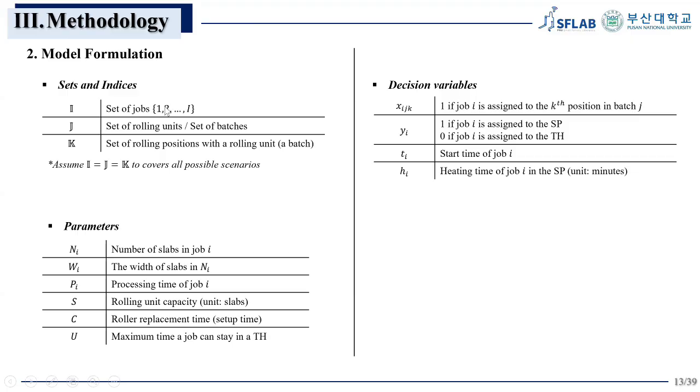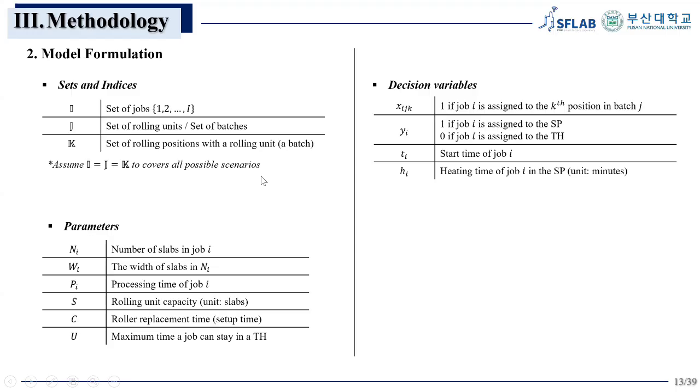These are the notations for our MLP model. First, we define a set of jobs, a set of rolling units, and a set of rolling positions in each rolling unit. In this case, we make a general assumption that the number of jobs will be equal to the number of rolling units, equal to the number of rolling positions, in order to cover all possible scenarios.